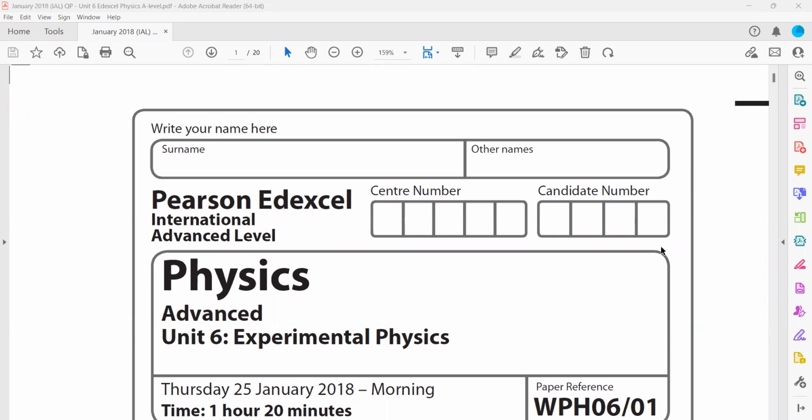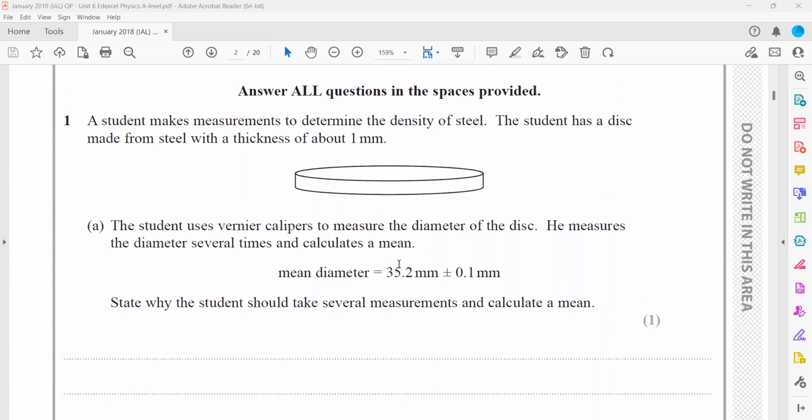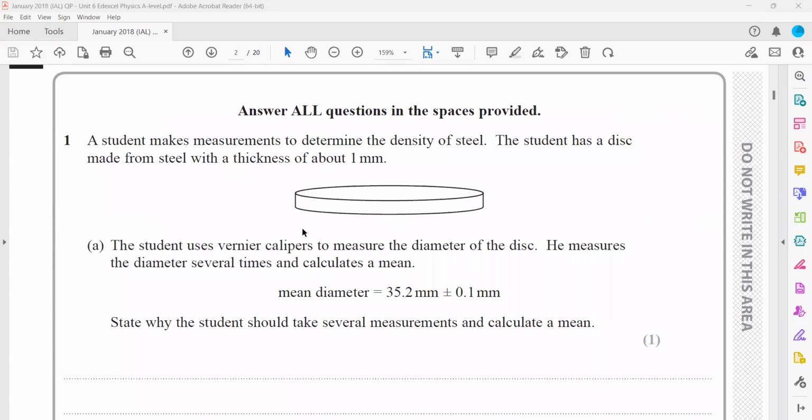This one is January 2018, Unit 6. First, we'll discuss some questions from this unit and then explanation of Unit 5. A student makes a measurement to determine the density of a steel.